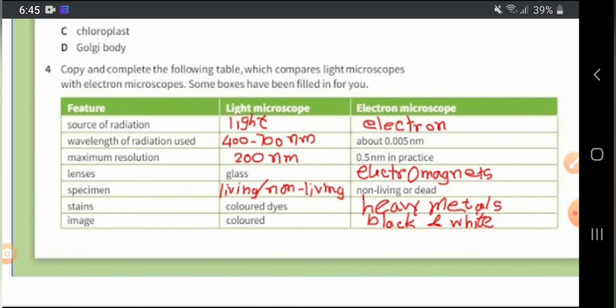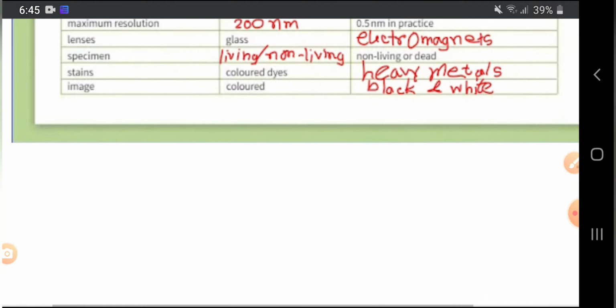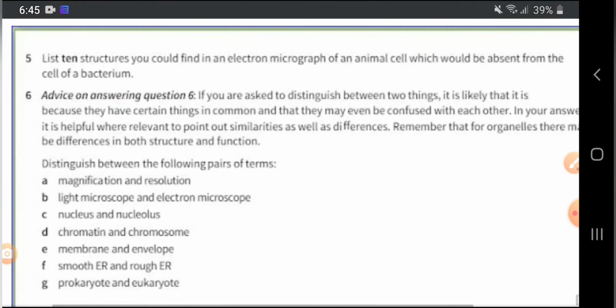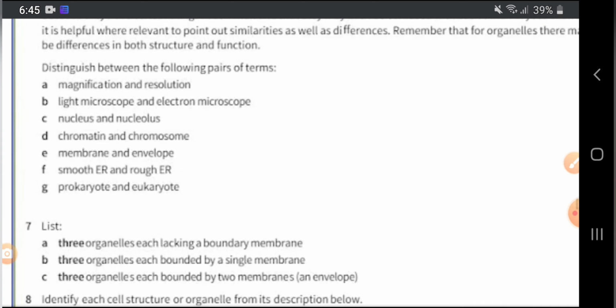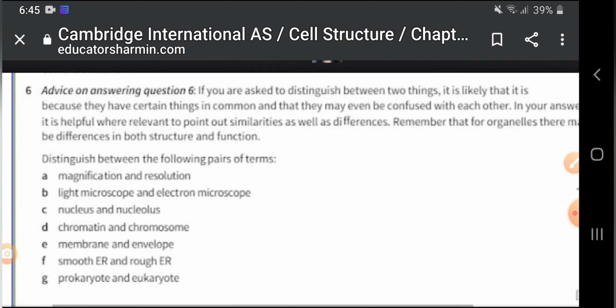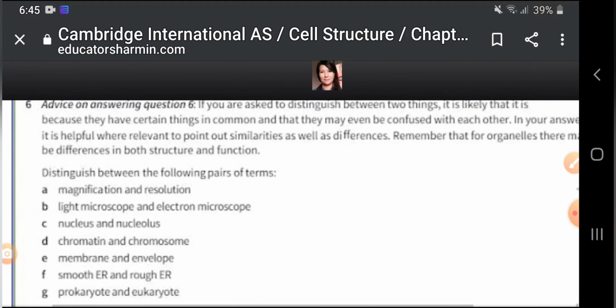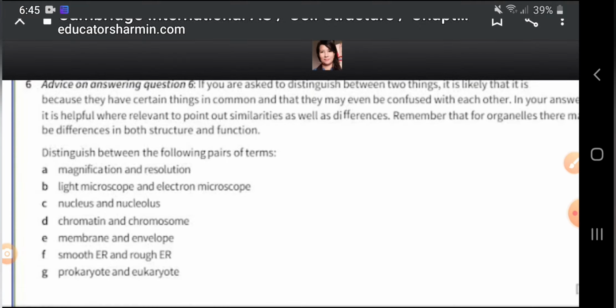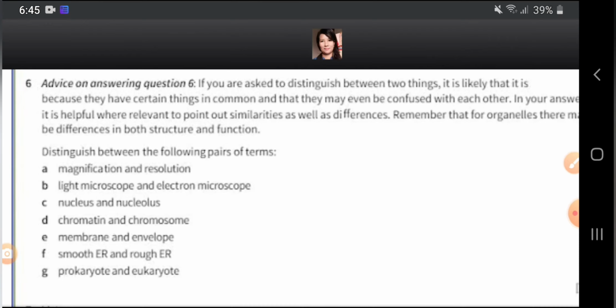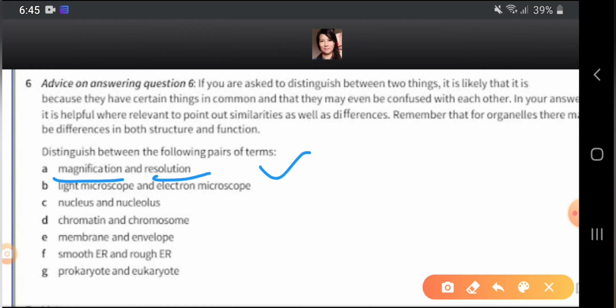That is source of radiation, light microscope, electron microscope. All right, electromagnets. Here is one more question: what's the difference between... Question number 6, my advice for answering question 6 is, if you are asked to distinguish between two things, here are two things, that is magnification and resolution. I already gave the answer, you know that.